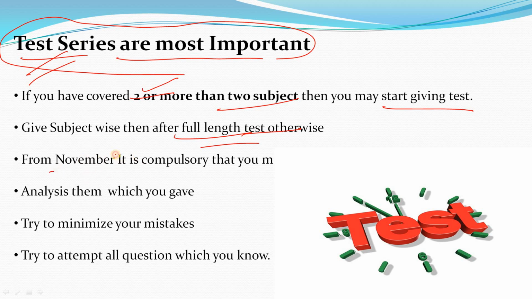And from November, it's compulsory to give the test. Within a week, give 3 or 4 tests. Analyze them, see which mistakes you are making. Write down your mistakes in short notes or a notebook. Then try to minimize them. Then try to attempt the questions which are right, not those which are wrong. Try to attempt good questions, the ones where you know that you are right.